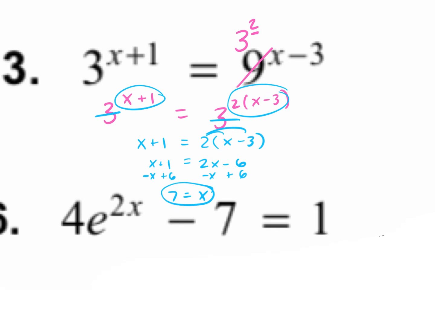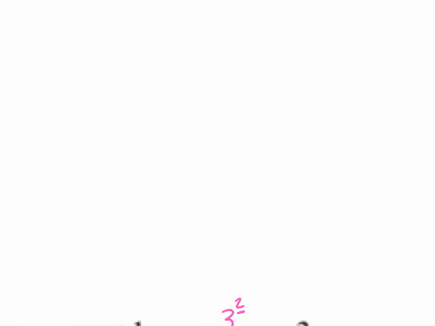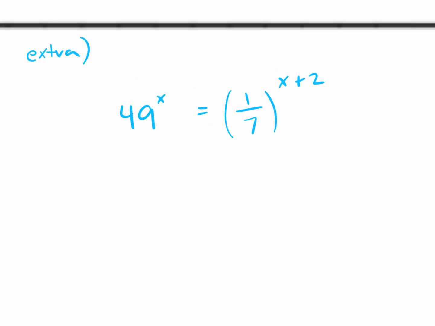Awesome. There's one in the notes that I think maybe was in the homework. Like, let's say 49 to the power of x is equal to 1 over 7 to the power of x plus 2. So this is an extra practice one. I don't know if it'll work out to be a nice number, but we'll see. What would I need to do here?